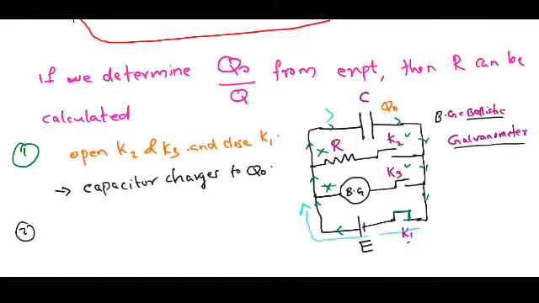Then the second step, open the key K1. That is, this key we have to open. This is opened, and close the key K3. We have to close this key. Closed. And keep the key K2 opened. Now what will happen? The capacitor is already fully charged in the first step, and now the capacitor discharges through this ballistic galvanometer.